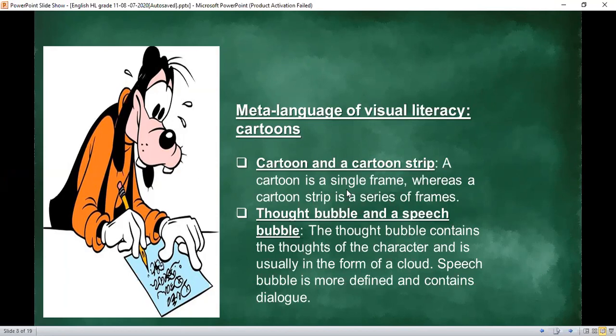Now, a thought bubble and a speech bubble, how do you recognize those? A thought bubble would obviously appear more like a cloud. That's more of a window through which we are allowed to see the character's thinking process or thoughts. Then a speech bubble is just plain, simple, and more defined, and it contains a dialogue. If there's more than one character, there's a dialogue, even if it's just one character, but it is more defined and more plain.